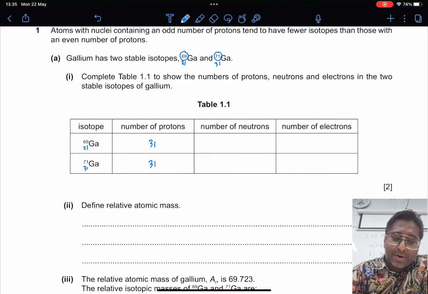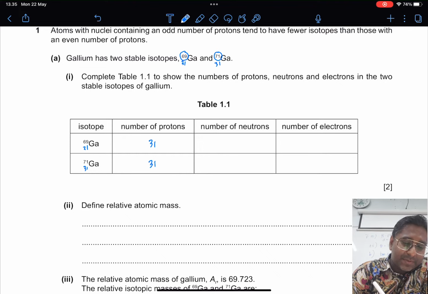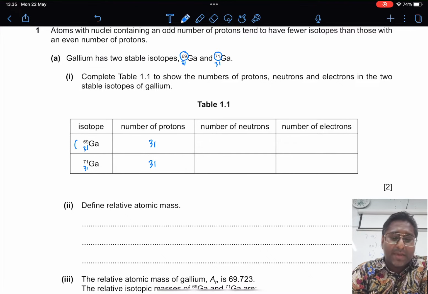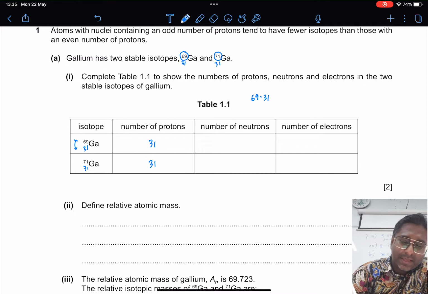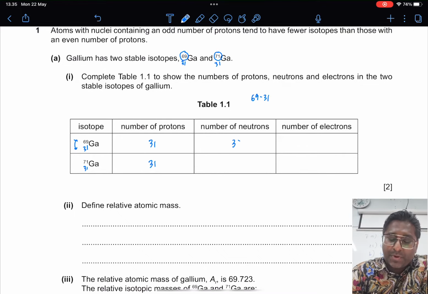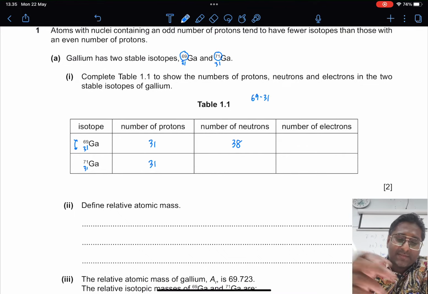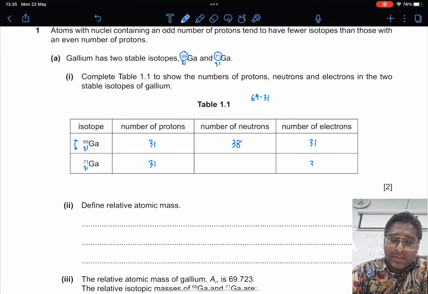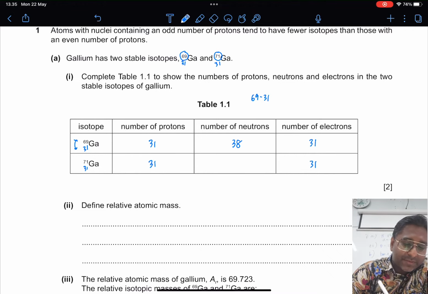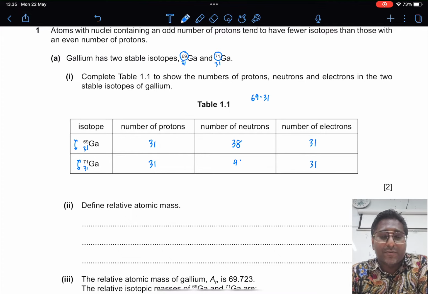The number of neutrons is the difference between the mass number and the proton number. So 69 minus 31 is 38. The number of electrons is the same as the number of protons, so 31. Similarly, the number of electrons for gallium-71 is also 31. The number of neutrons is the one that is different: the difference over here is 40. Those are the answers.